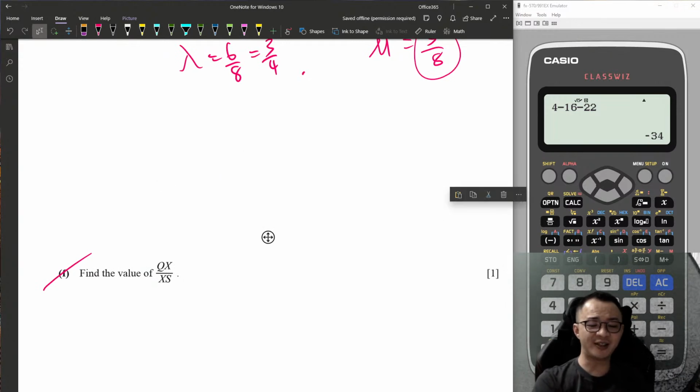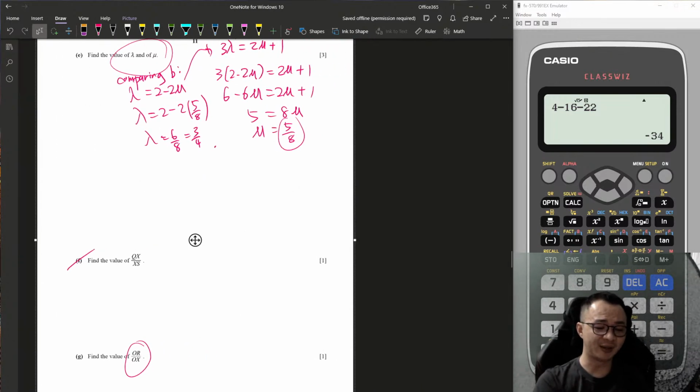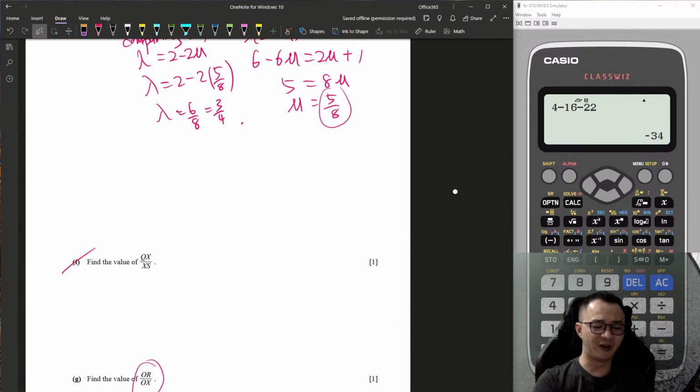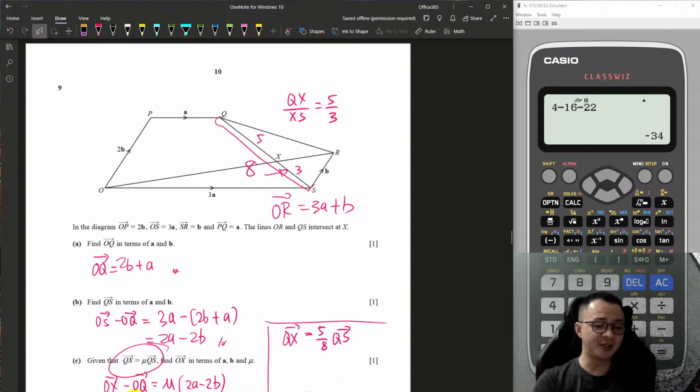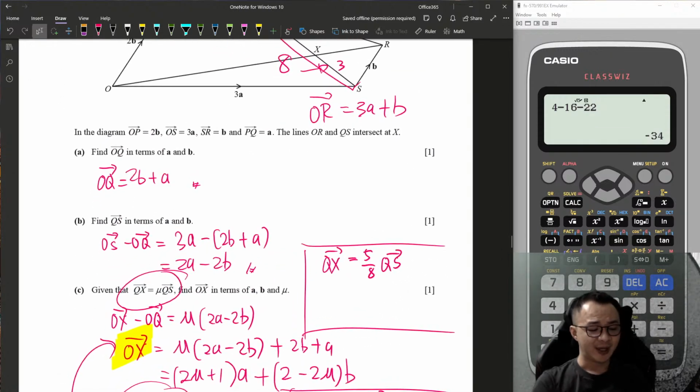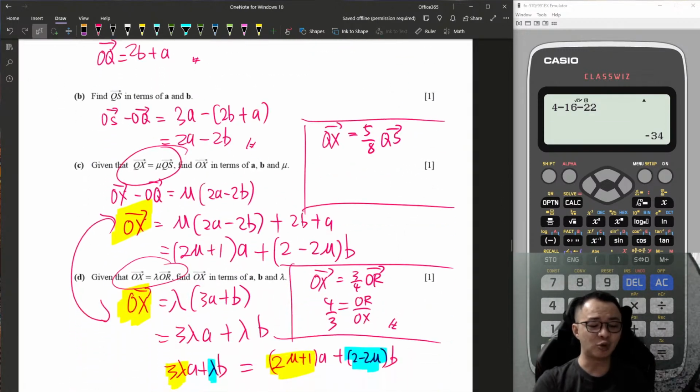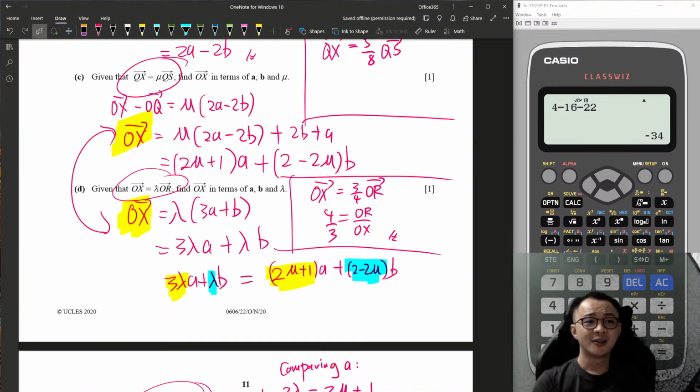Some students might find this kind of vector question a little bit complicated because you have a lot of fractions and I ask you to find lambda and mu. My suggestion is you just do it step by step, and then you try to understand how to use these comparing methods. So you will understand why just now for 1 mark only I need to do so many words to factorize out the a and b, because I already know later on I need to compare the value beside the a for both sides and the value beside the b for both sides.